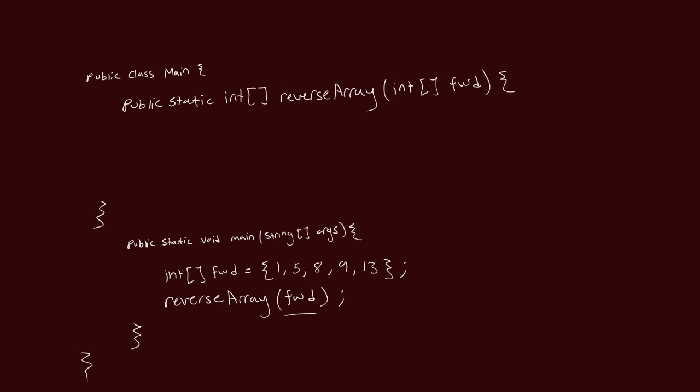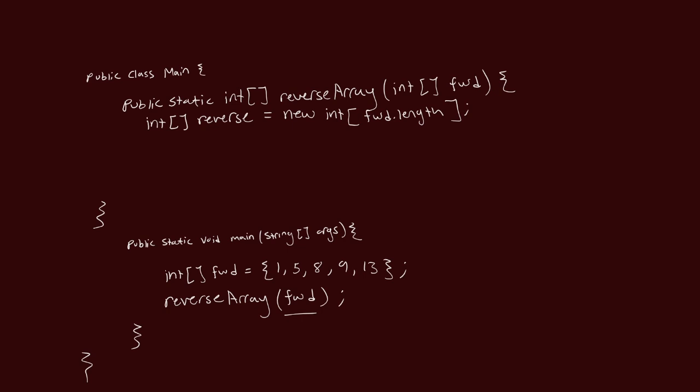And now let's start reversing our array. So we're going to be setting another array called int reverse. Okay, and its size. So we're gonna do new int. It needs to be the size of our forward array. So what we'll just do is fwd dot length. There we go. Okay.